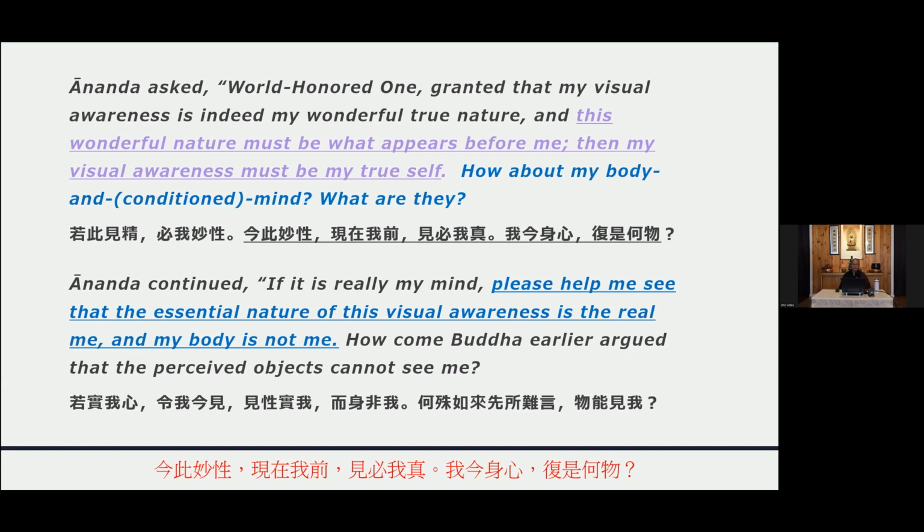If what you say is really my mind, please help me see what the essential nature of this visual awareness is. The real me, and my body is not me. Please help me see that this visual awareness is me and this body is not me. How come Buddha earlier argued that the perceived objects cannot see me? My physical body, eyes here, and my mind, and you keep saying that the mind is not the object. You cannot see your mind.